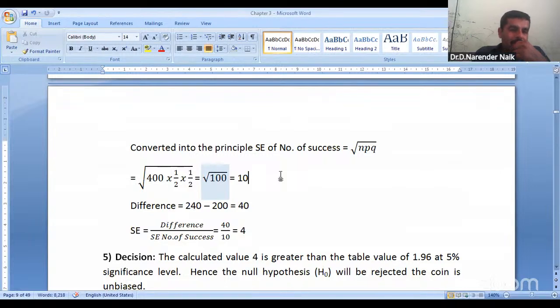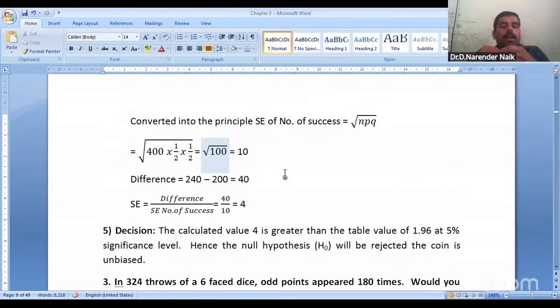Standard error of number of success is equal to under root npq, equal to under root 400 into 1 by 2 into 1 by 2. Then we got 10. So difference is equal to 240 minus 200, that is 40. Then standard error difference is equal to difference divided by standard error of number of success, equal to 40 divided by 10, is equal to 4.